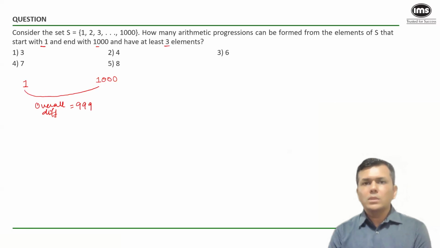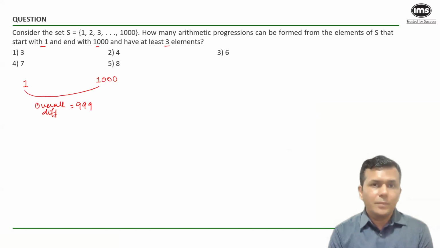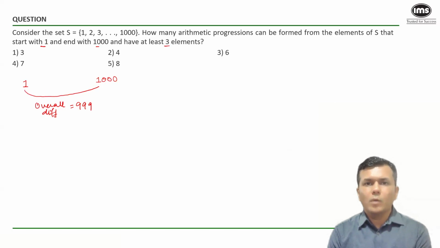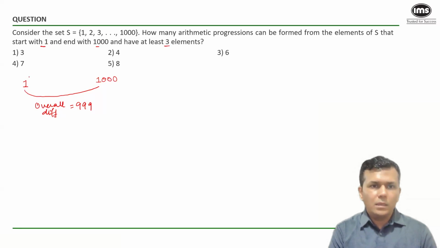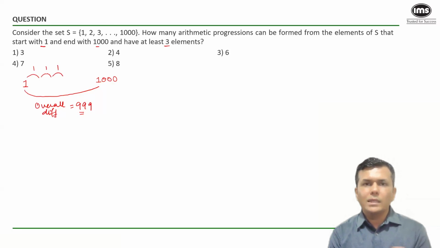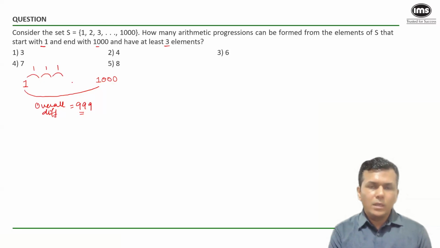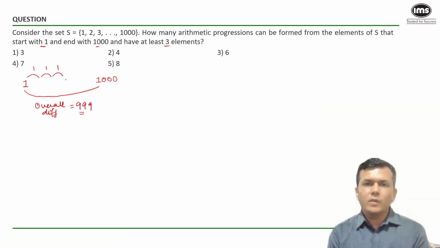Now, the question is, using this overall difference of 999, will I be able to make an arithmetic progression with a common difference being 1? In other words, what we are asking here is, can we equally split 999 in differences of 1? Yes, it is possible, right? We have 999 terms in between, wherein the difference for each term will be 1.